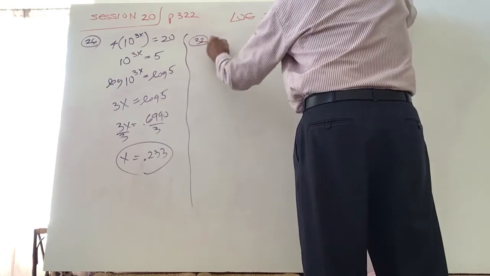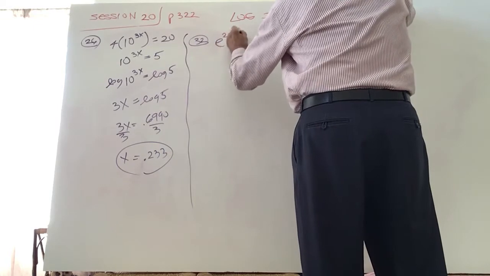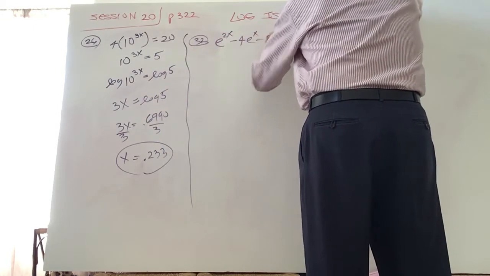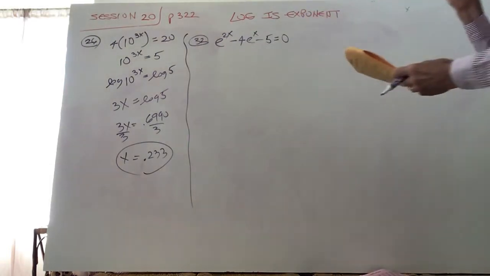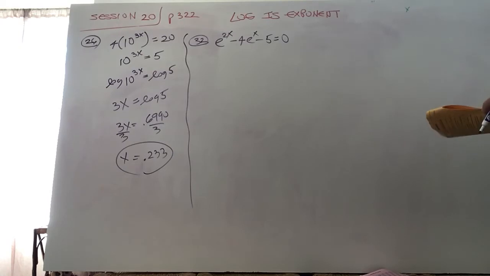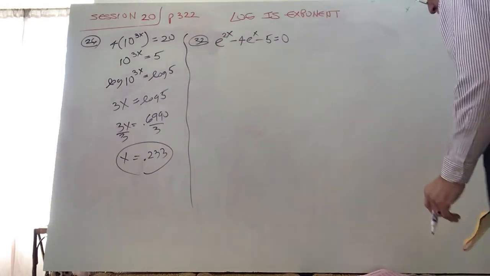Is e to the 2x minus 4e to the x minus 5 equals 0. And this one looks kind of difficult because first of all there are 2 x's instead of 1. And then secondly, can we factor this? I'm going to try to factor it directly. There is something called the change of variable, which I'll show you in a moment also.